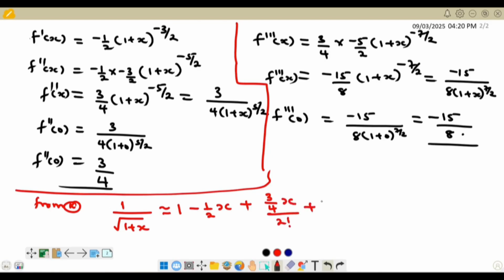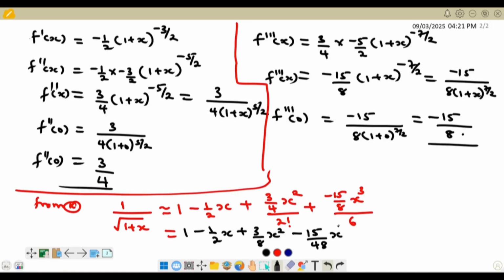And then plus, the next one is actually negative 15 divided by 8 of x to power 3. And this is divided by 3 factorial. 3 factorial is 6. So finally, this will be able to give us 1 minus a half of x. This 2 factorial is 2. So we shall have a 3 over 8 of x squared, and then minus 15 over, so 8 times 6 will give us 48 of x to the power 3. So that is what we are having there.